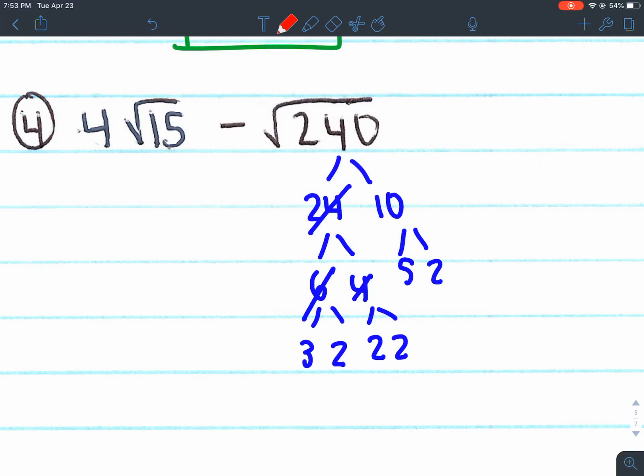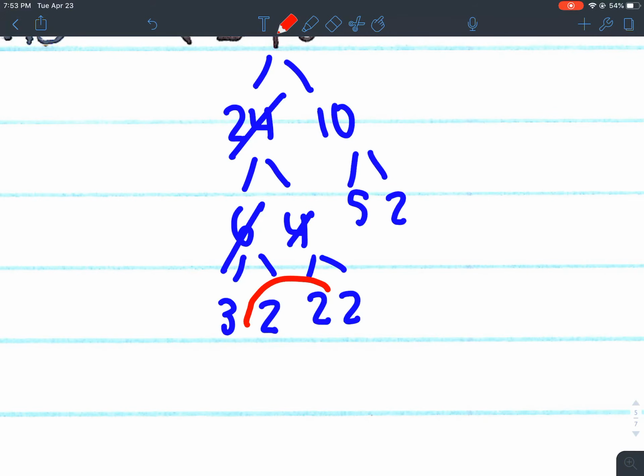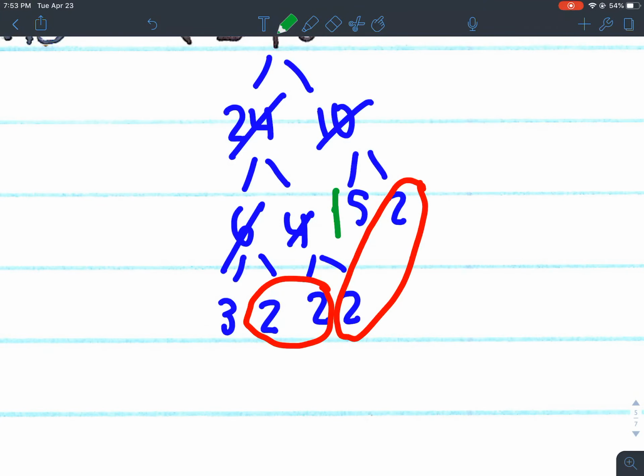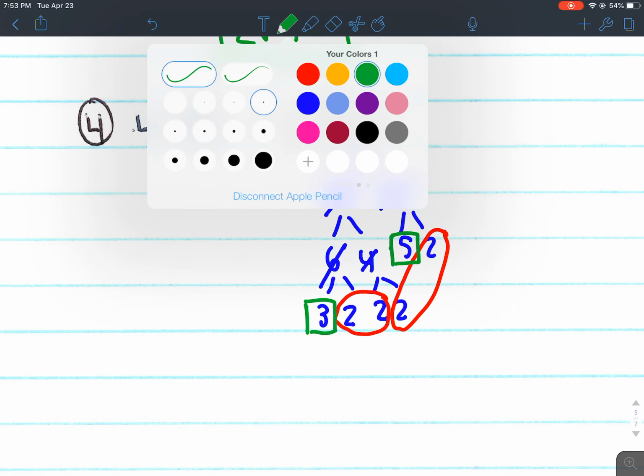Okay, so let's look at all of our pairs here. I know I have a pair of 2's here, and a pair of 2's here. I forgot to cross out this 10. And then I have some children left over. I have a 5 and a 3. So I have 2 children that are back in the house.